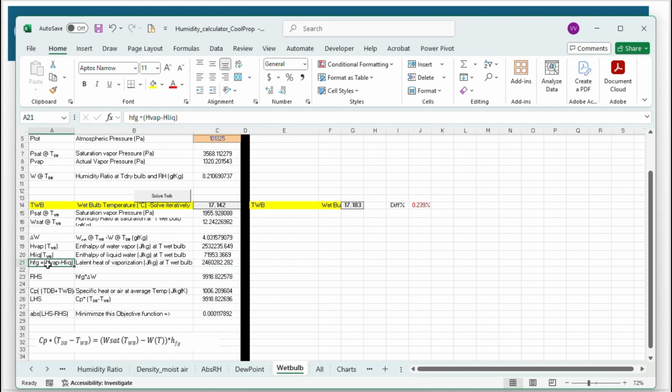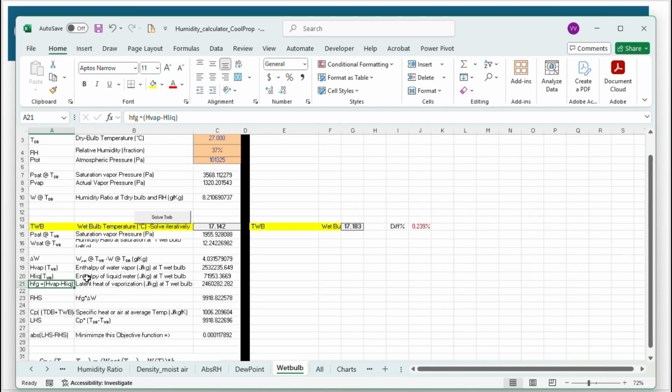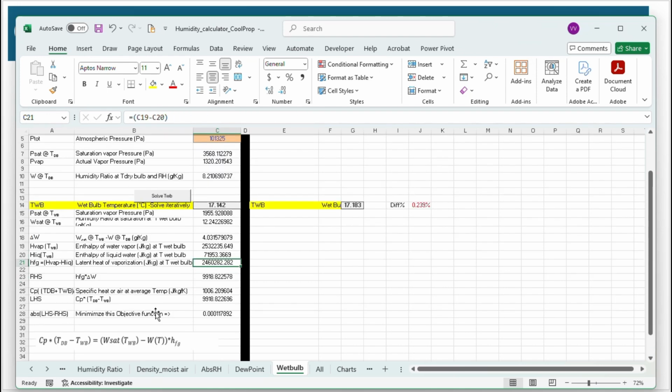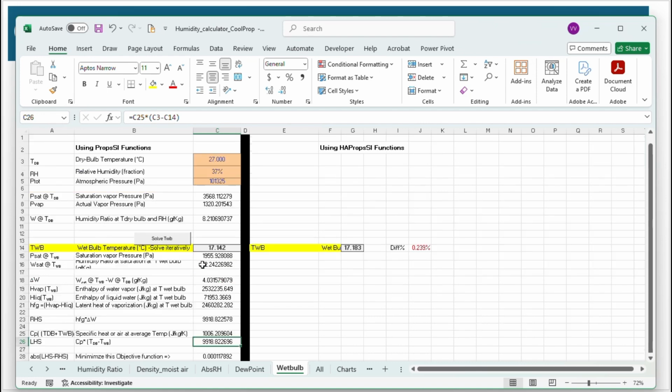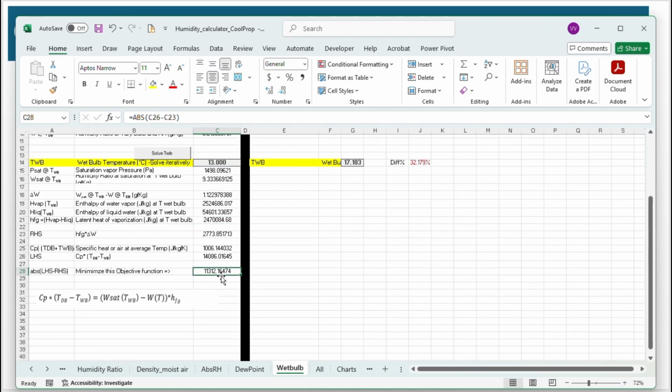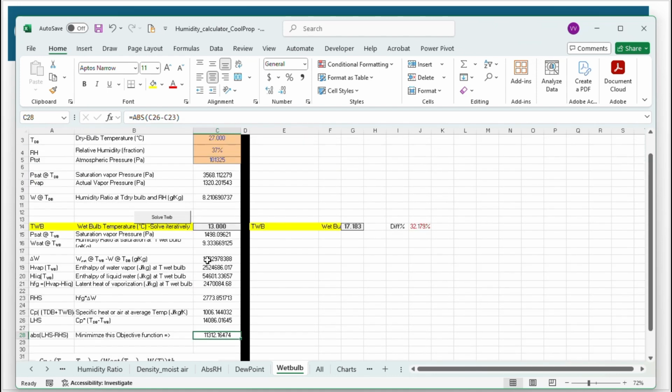So all of that you can see here, how those things are calculated. So enthalpy of liquid is here and enthalpy of vapor is here, and the difference is the latent heat of vaporization. Okay, so go through all these formulas, how that is calculated, and you can see how the total energy is estimated in either case. And if I change the wet bulb initial guess to some other value, you'll see that the energy balance is not there anymore. Okay, there's no zero value here.